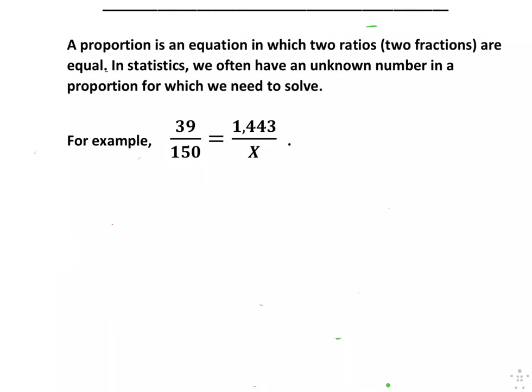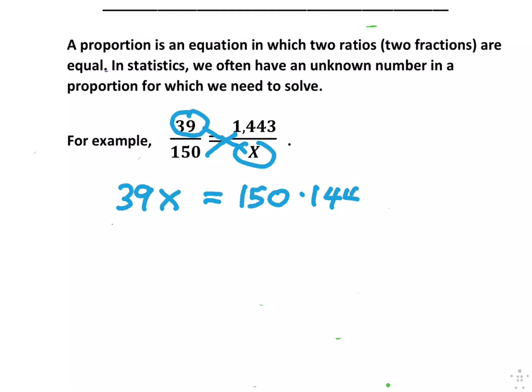What we would do to solve this equation for x is first start with the idea that the cross products are equal to each other. In other words, the 39 times the x will be equal to the 150 times the 1,443.